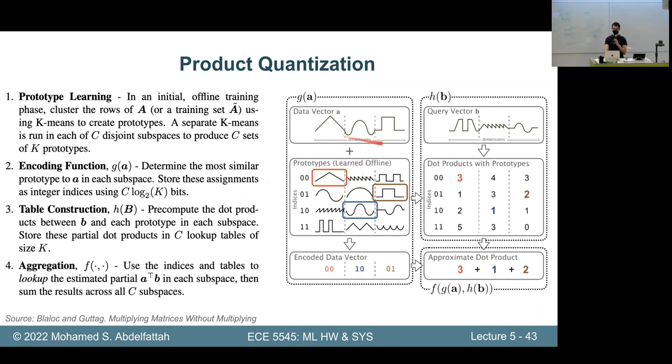And so now I encode this whole data vector. Let's say each prototype has 16 numbers, so the whole thing has 48 numbers. I'm representing it now by these 3 numbers and exactly 6 bits, which correspond to the index of my prototype. And then I want to multiply it by this query vector B, and do a dot product basically.